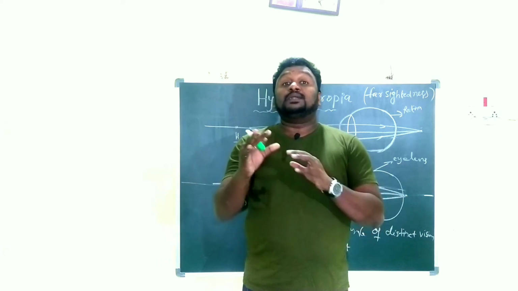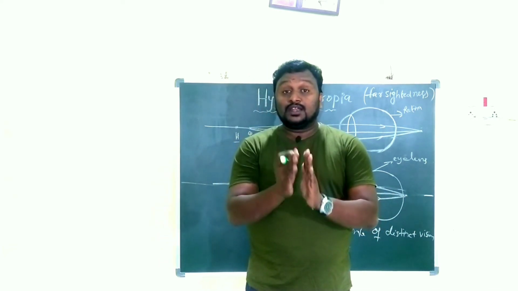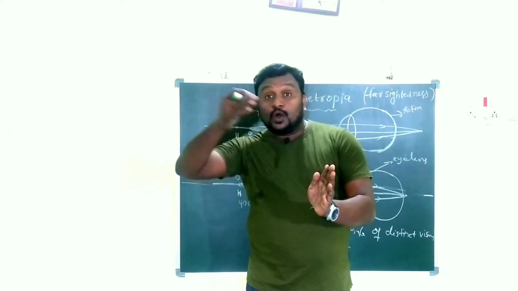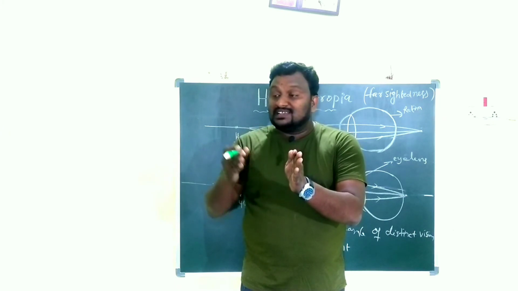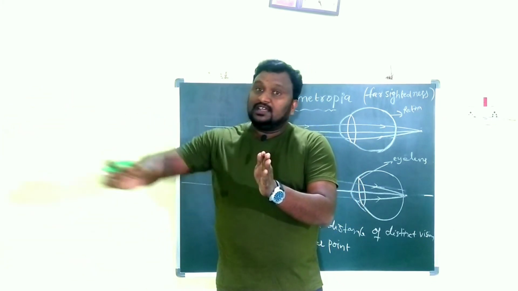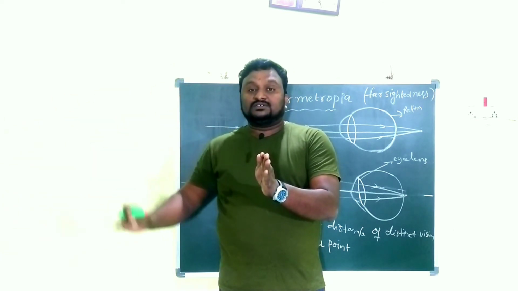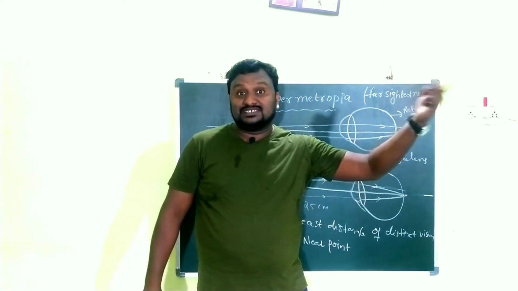Then that point is what we call the near point. That means beyond the near point. 40 is the near point here. Beyond 50, 60, 70, 80, like that. So after 40, if we keep an object anywhere, then the eye lens can form the image on the retina.